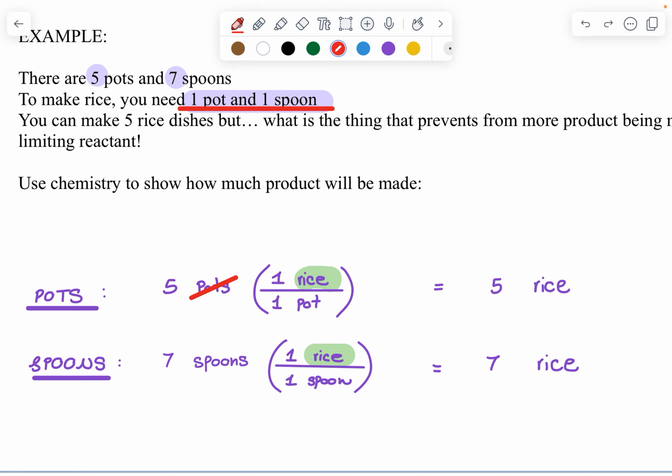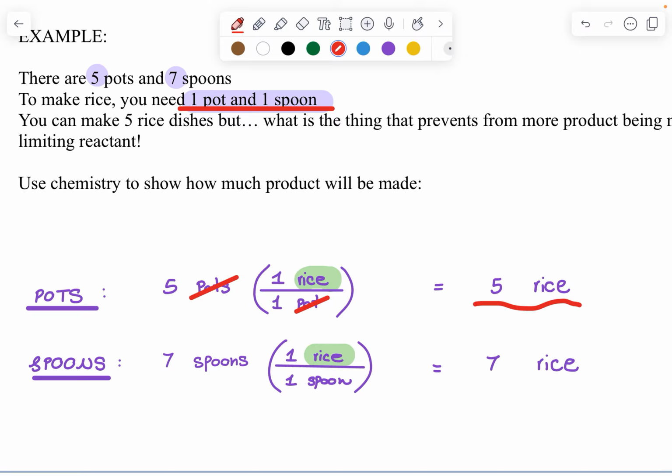Because 2 things on top of each other are equivalent to 1. The pot over here is on top, and the pot down here is on the bottom, so they cancel out. Yes, we're left with our rice. So let's see. We make 5 rice dishes from the 5 pots.